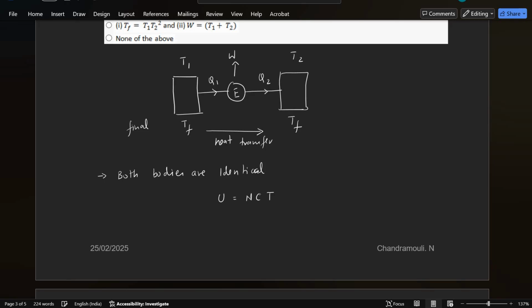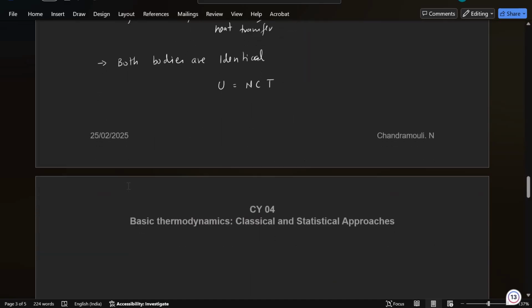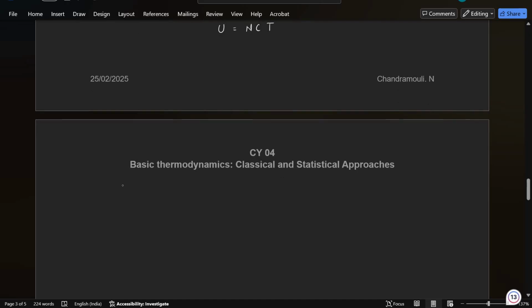Okay. So this NC that you're seeing, which is the same for both the bodies, is basically the heat capacity.